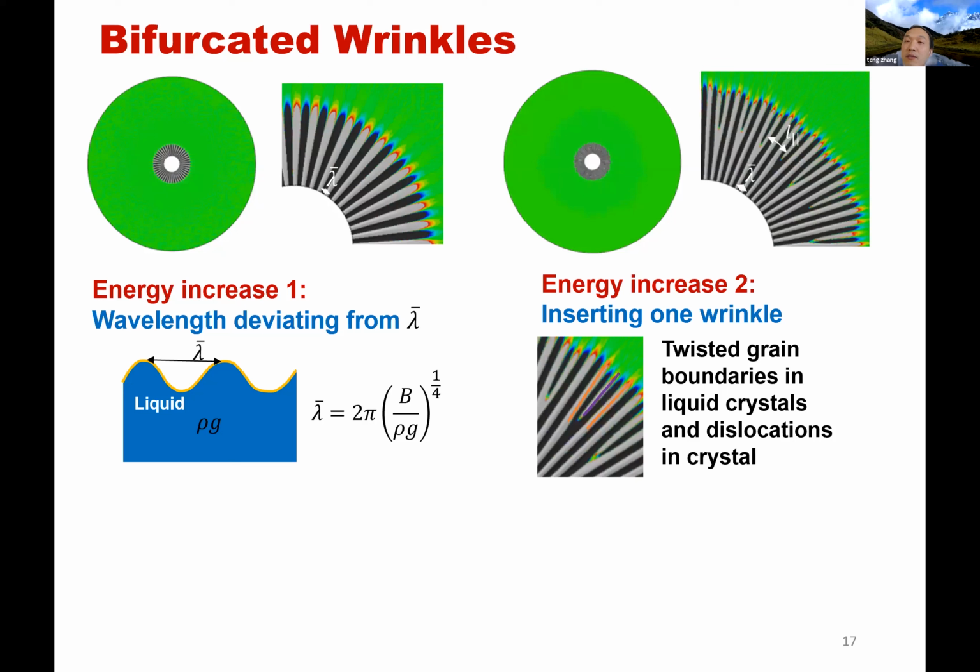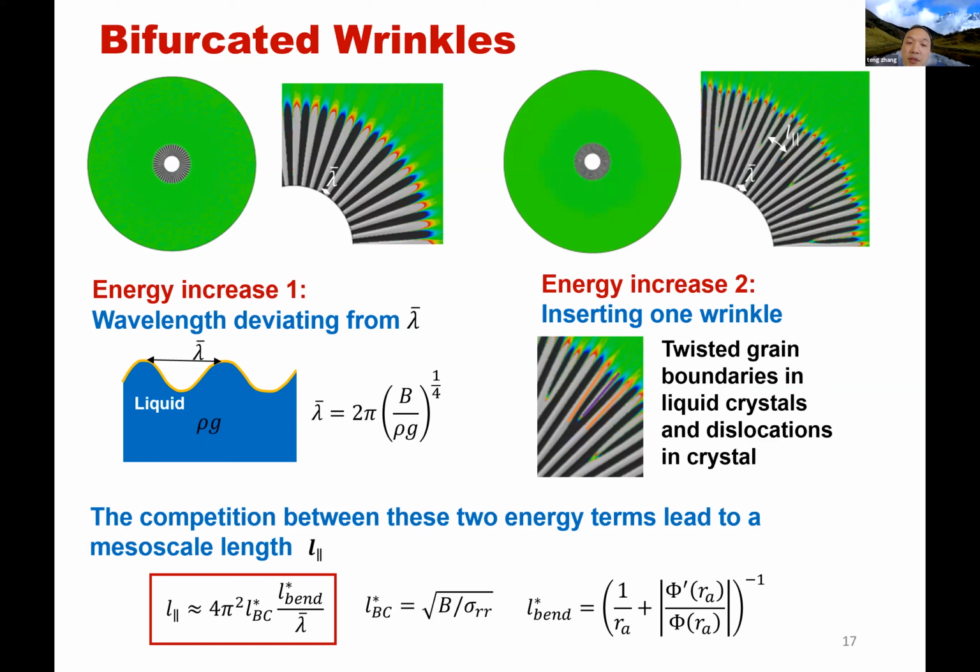And then it's kind of like defects in liquid crystal. Like you insert one layer of material in the crystal, that can be a dislocation. And in the liquid crystal, when you tune your preferred direction, that can be connected to the twist grain boundary. This kind of defect mode will increase energy. And then the competition between these two energy terms will give us a mesoscale L parallel.